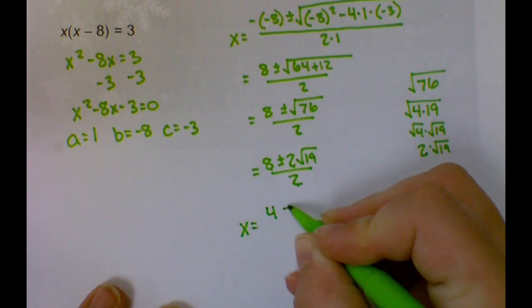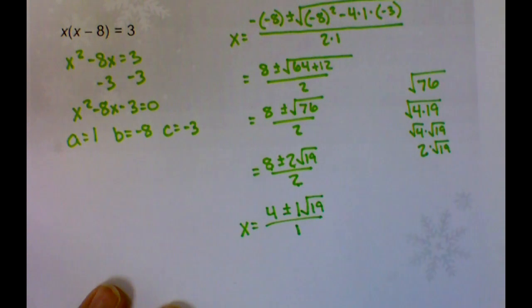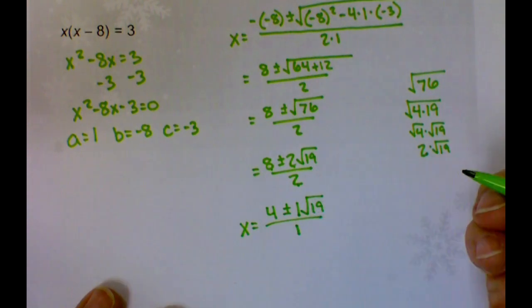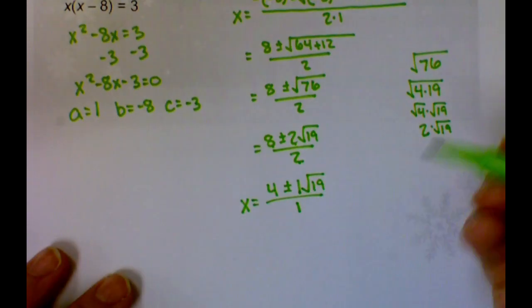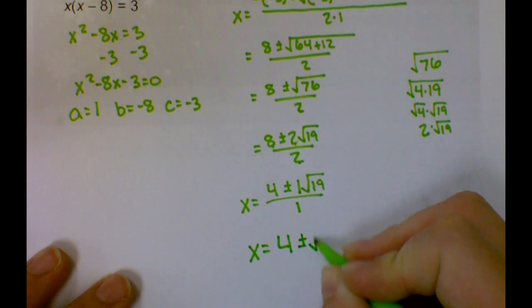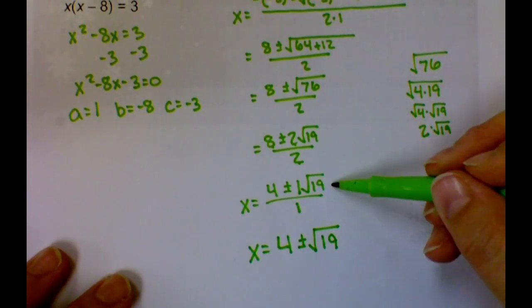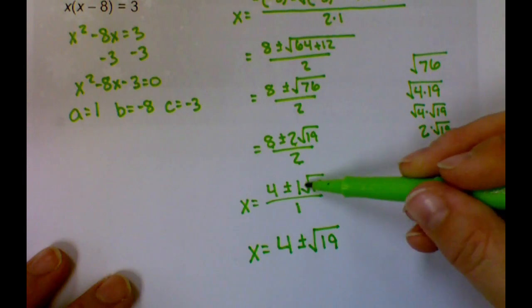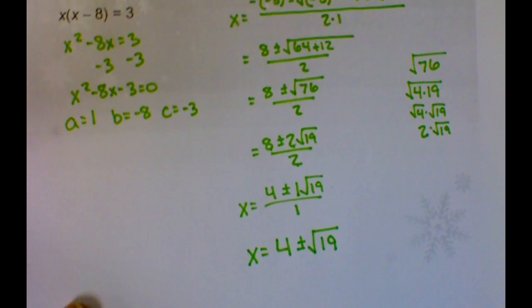making it 4 plus or minus 1 square root 19 all over 1. Well, 1 times the square root of 19 is just the square root of 19. And dividing by 1, there's really no point in writing it. So my answer is actually just 4 plus or minus the square root of 19. Notice that when we simplify this fraction, we don't change anything about the square root. It stays the square root of 19. That will always stay that way.